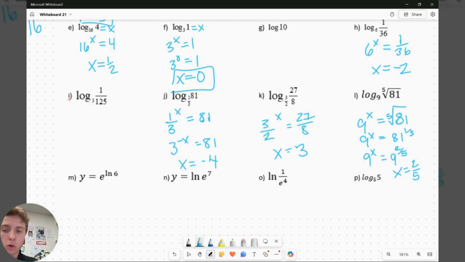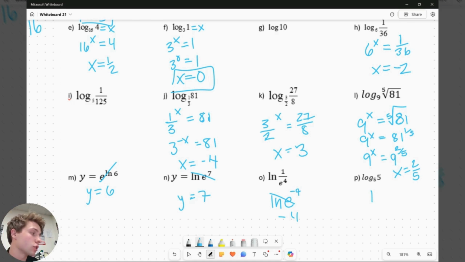Problems at the bottom should be quick. We know that logs and exponentials are inverses, so this is just y equals 6. Again, logs and exponentials are inverses, so that's just 7, and so forth going through those problems. This one would be ln of e to the -4, so then you just get -4. And log base 5 of 5, those 5s just kind of cancel and you get a value of 1. We'll talk about that property more in the future. That was our 2.9 notes, just introducing these logs.